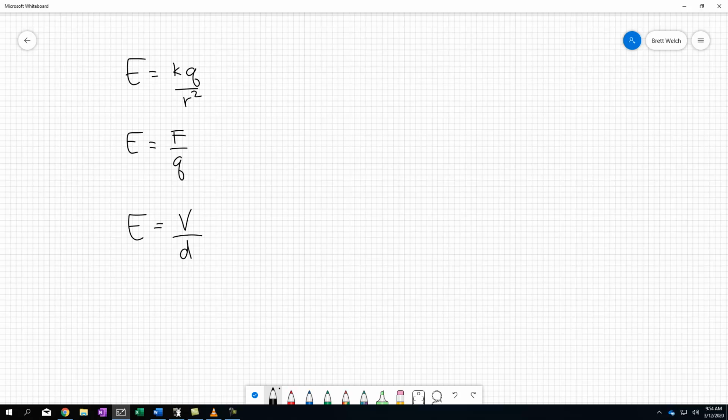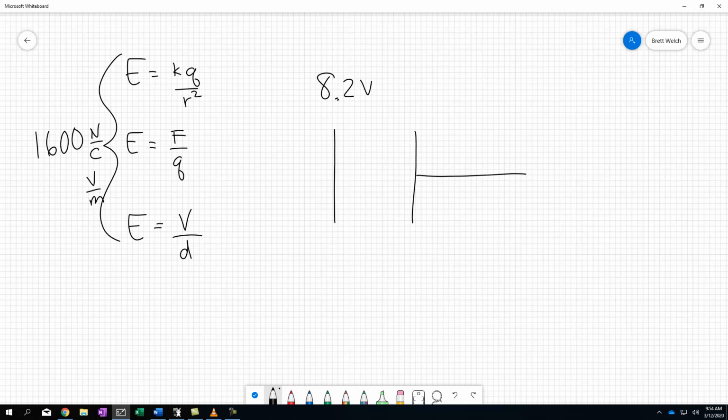When we look at the other measurements that we're given, so our E in either case is 1600. It uses newtons per coulomb, but you could use volts per meter just as easily. They have the same unit, same value. Okay? But if I look at what else is given to me, I'm told that I have 8.2 volts between two plates. Okay? They're hooked up to a battery.